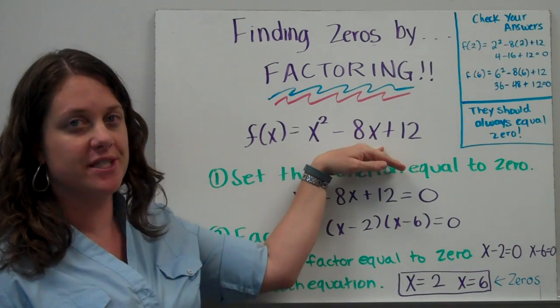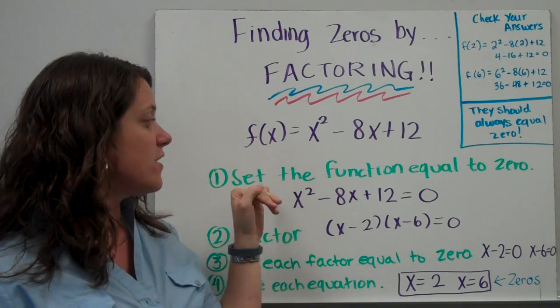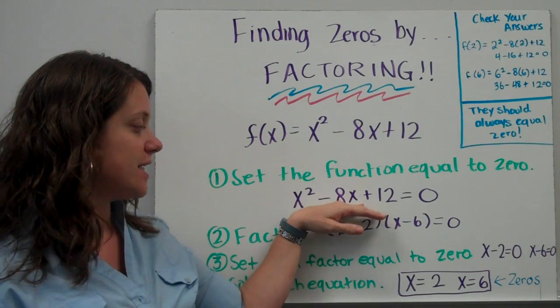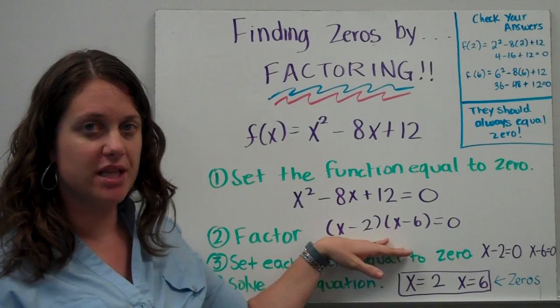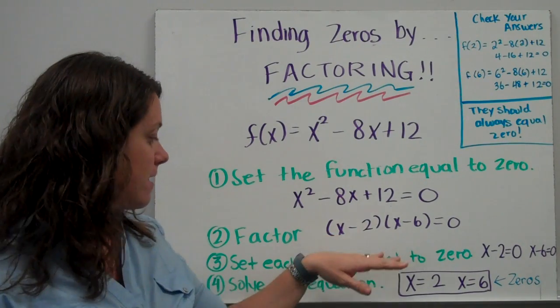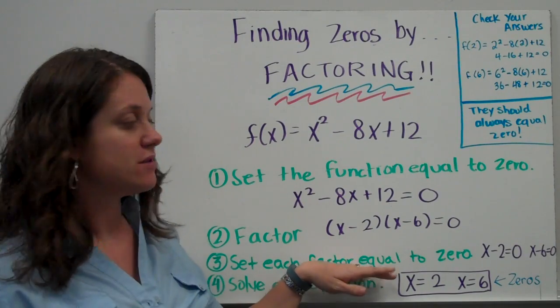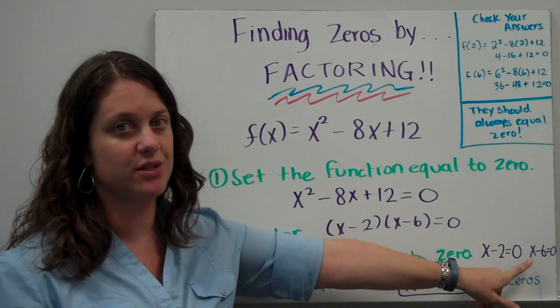You're used to factoring this expression, so now we're just turning it into a function. First we're going to set the function equal to 0. Then I'm going to factor it using the methods you learned previously. The new step is that I'm going to set each factor equal to 0. So I have x minus 2 equal to 0 and I have x minus 6 equal to 0.